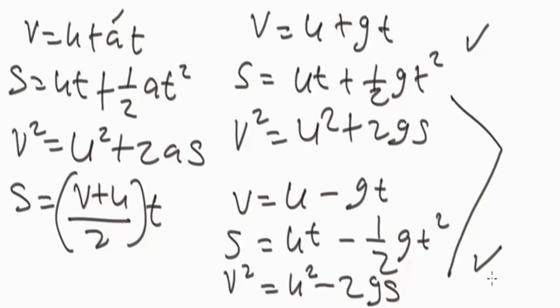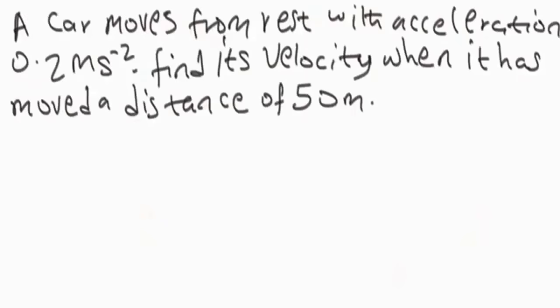Right, so let's look at a couple of problems here and solve them together so that you understand how to apply these equations to any problem you are dealing with. Okay, let's solve this problem together. It says a car moves from rest with acceleration 0.2 meter per second square. Find its velocity when it has moved a distance of 50 meters.